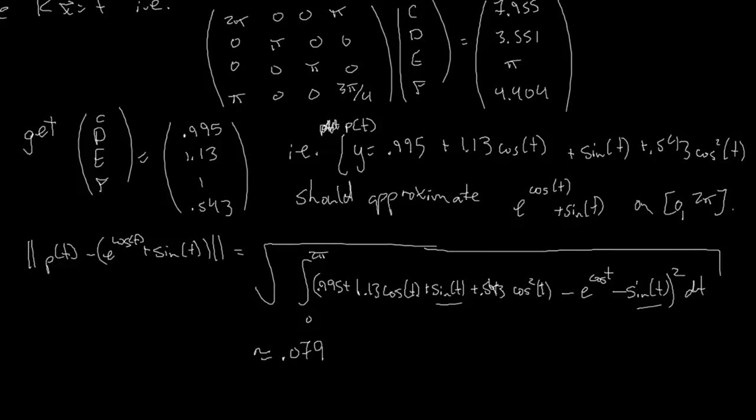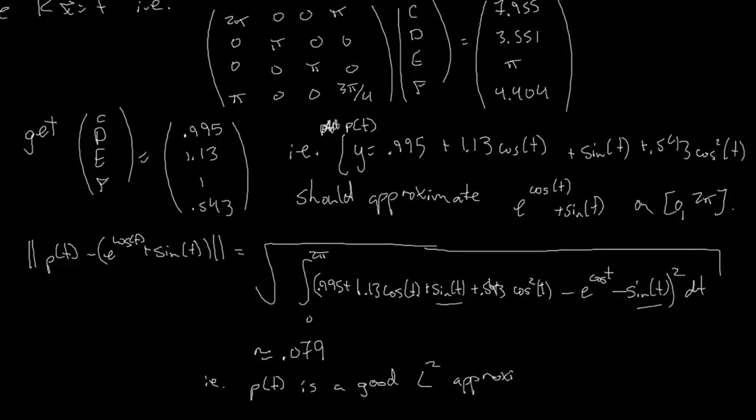At the end of the day, you find that it's 0.079, which tells you that in this function space, the distance between your approximating polynomial and this function is 0.08. It's called an L2 approximant, or approximation. It's a pretty good approximation, and you can do things with it that are hard to do with e to the cosine t plus sine t.